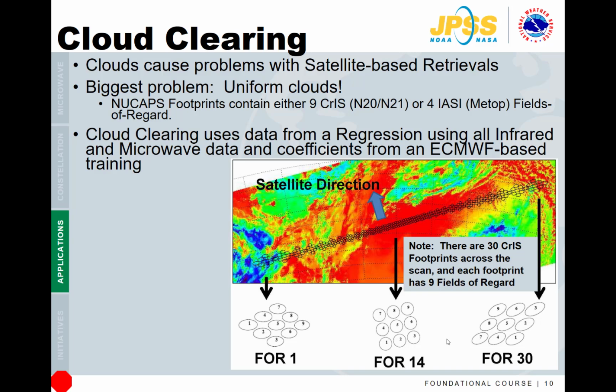The figure shows CrIS scans across a VIIRS scene. There are 30 footprints. A NUCAPS sounding represents information from a volume of air measured by up to 9 CrIS or 4 ATMS fields of regard. Not a single point like a radiosonde. One field of regard that's cloudy isn't a problem, as long as there is a clear field of regard.